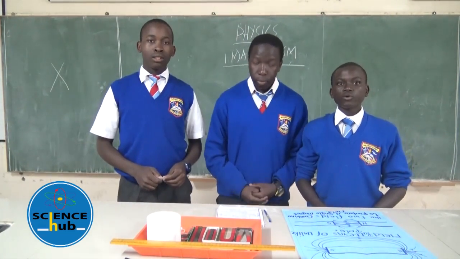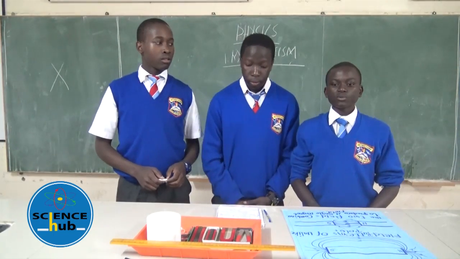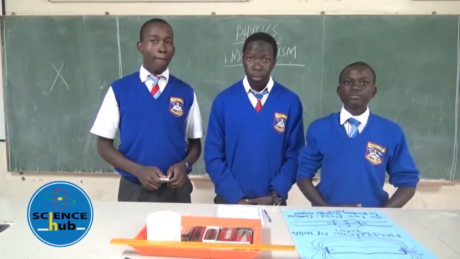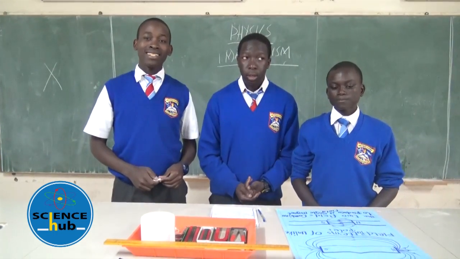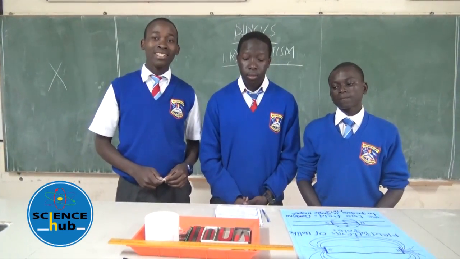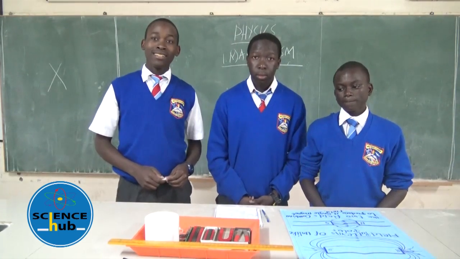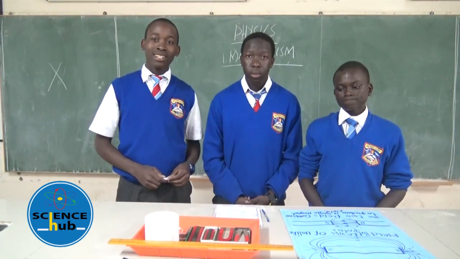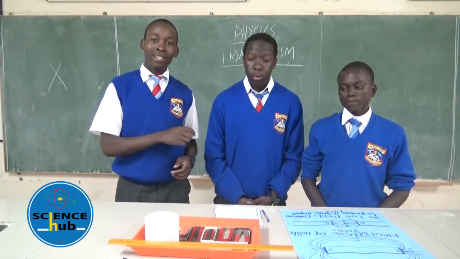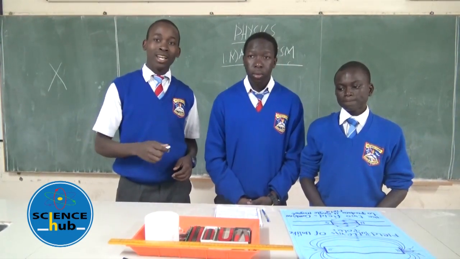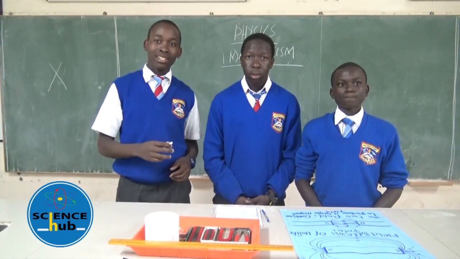And today we have prepared for you a lesson in physics Form 2, the first topic, magnetism. I know you might be wondering, what is a magnet? A magnet is a metal bar that attracts magnetic materials, or rather, a substance that produces a magnetic field. For example, our friend Spencer is going to demonstrate how a magnet can attract magnetic materials.